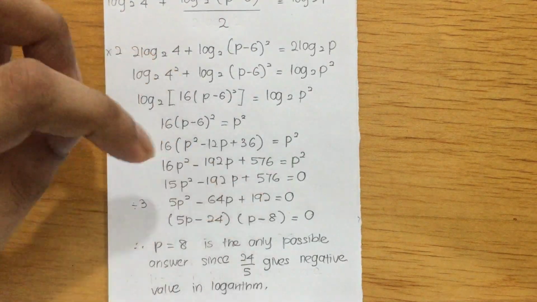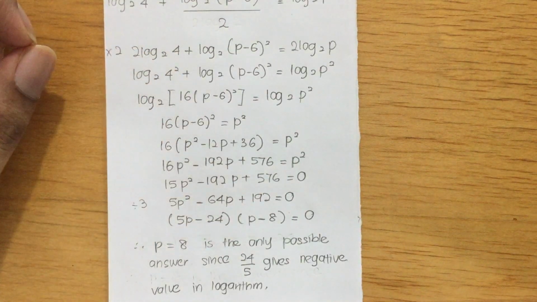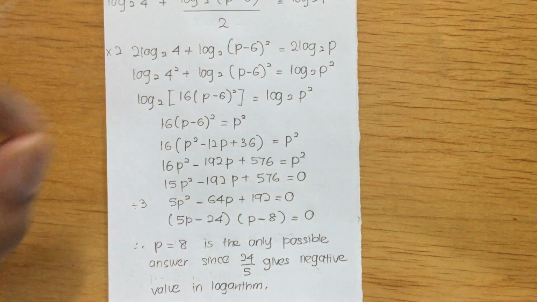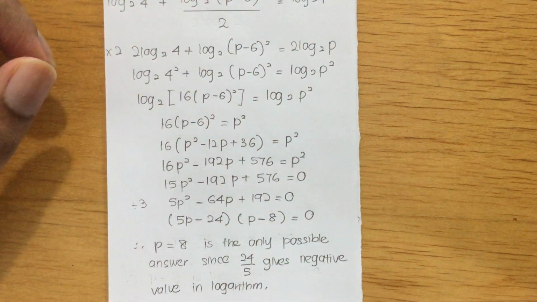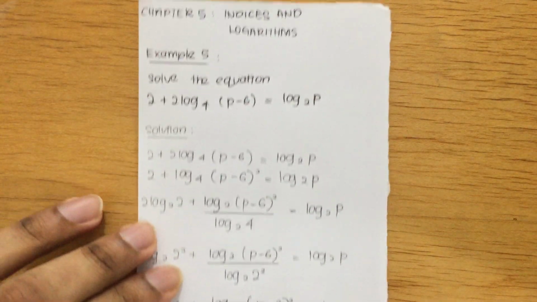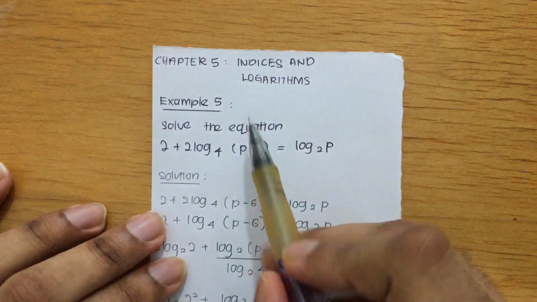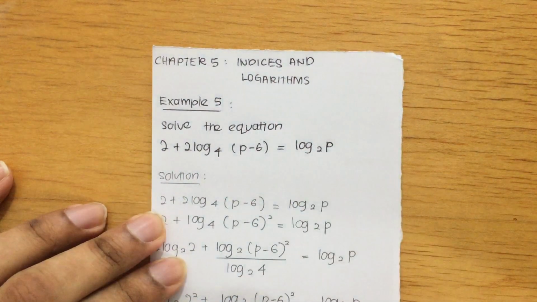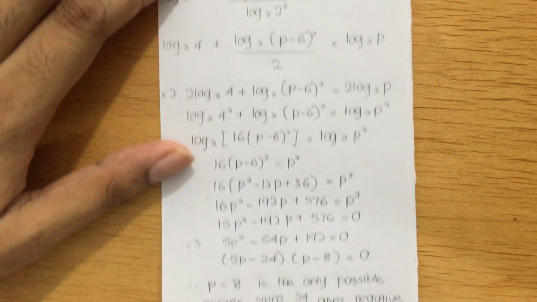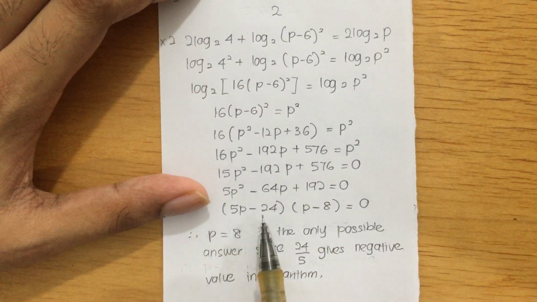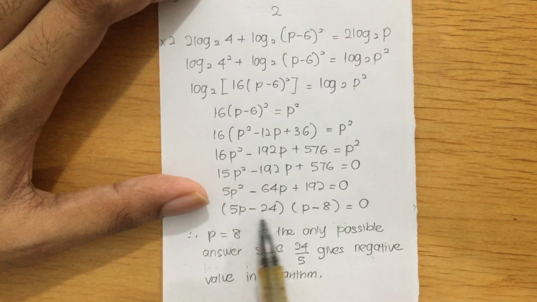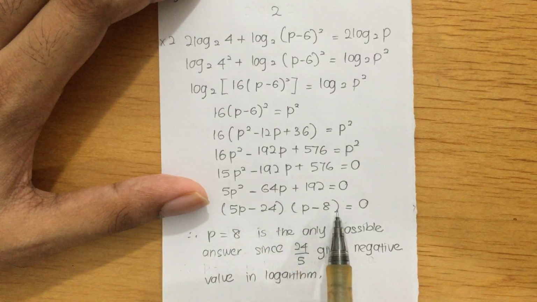Okay, you might be wondering why I'm only mentioning p equals 8 as the only possible answer, whereas I have two answers over here, where p is equal to 24 over 5 and p is equal to 8. Alright guys, I'm going to explain why I write only p equals 8 as the answer now. Okay, can you see the question over here? The original question. When you have the two p values over here, 5p equals 24, so p is equal to 24 over 5 and p is equal to 8.